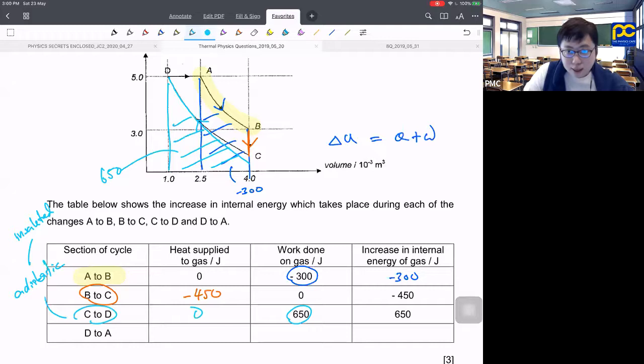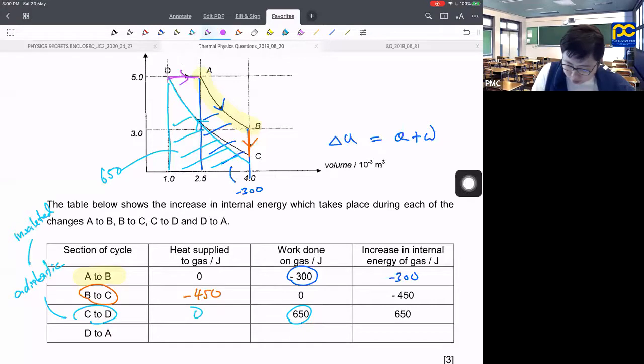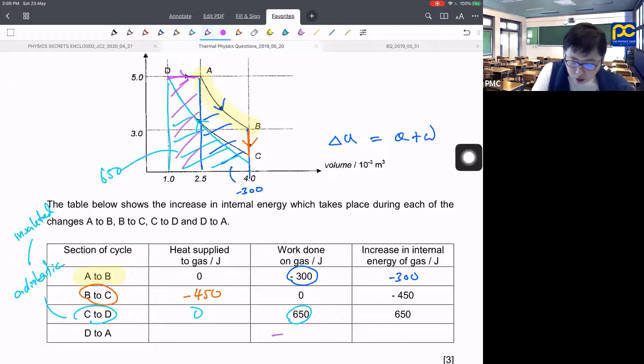And Demi, hello. Demi, the last part is D to A. Let me change the color. D to A. Will you be able to help me find either Q or work done or change in U? Which one can you help me find first? Which one? Work done. Work done. Is it a plus or minus? Minus. Very good. And that will be the area under the entire graph, all the way to the x-axis.